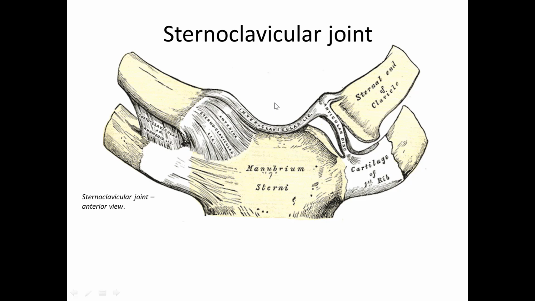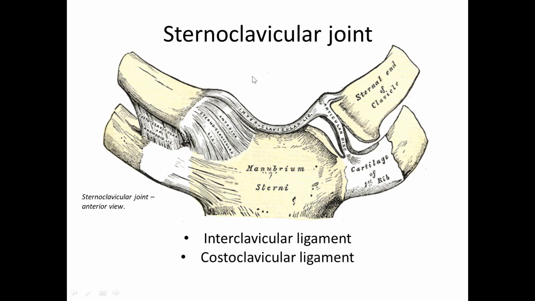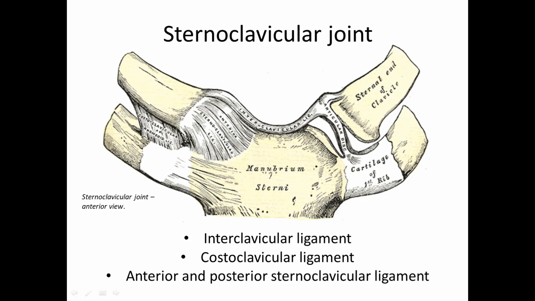Ligaments that stabilize this joint, it is very logical and simple. The first of them is interclavicular ligament, because it just lies between clavicles here. The next is costoclavicular ligament. In this place we have to remember the impression for this ligament on clavicle, and then we are already making it into a whole here. There are also anterior and posterior sternoclavicular ligament. In this way we describe this joint.